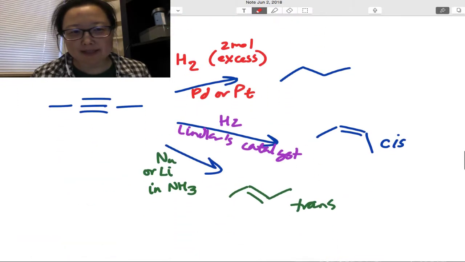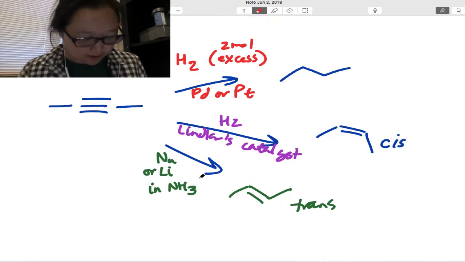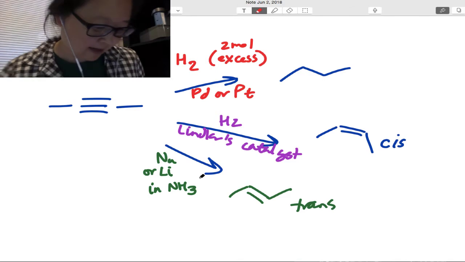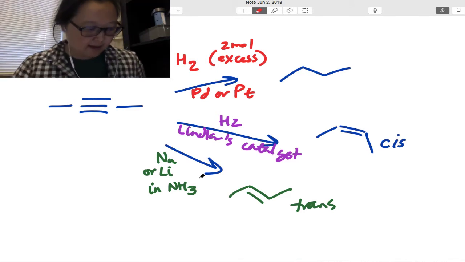In Chem 262, you'll learn that alkynes can give you alkanes, alkenes that are cis, or trans. And so here are the three different reagents we just covered. Go ahead and take a minute and just write that down because it helps to have it all in one place.